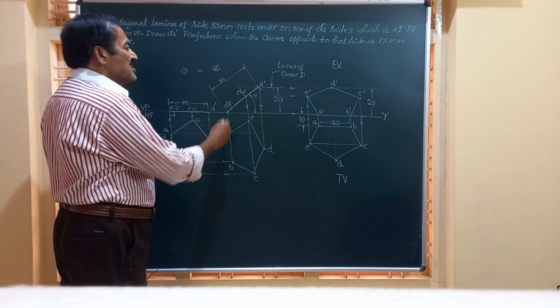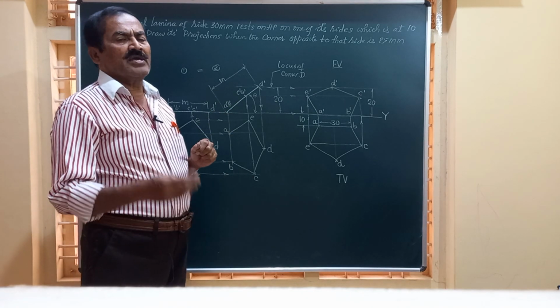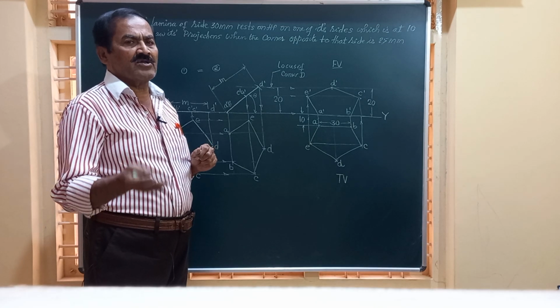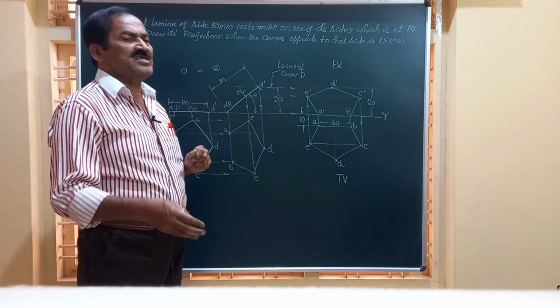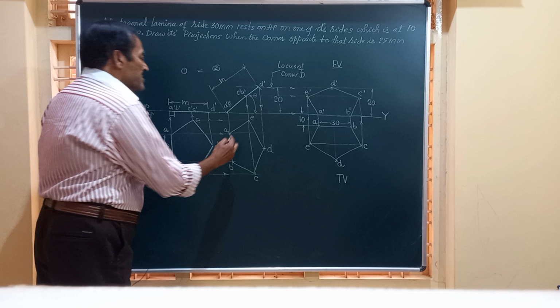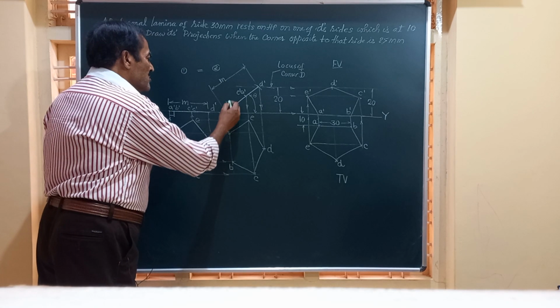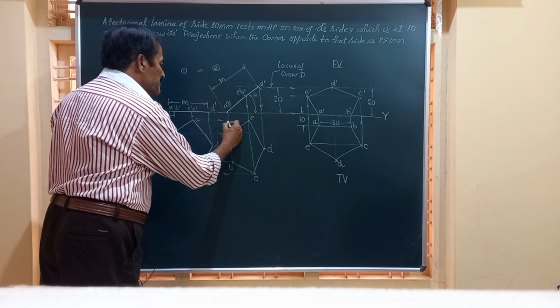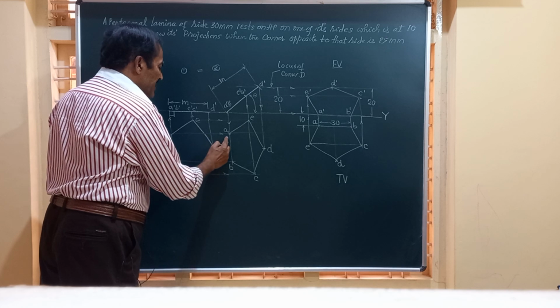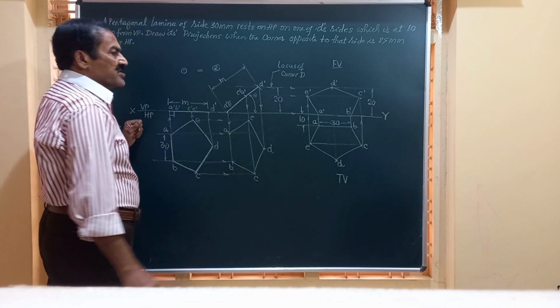Friends, what happens? Again, you are going to get a pentagon which is not a regular pentagon. It has to be necessarily a distorted pentagon. How to get them? Draw a vertical line from A dash, a horizontal line from A. The point of intersection will give you A.